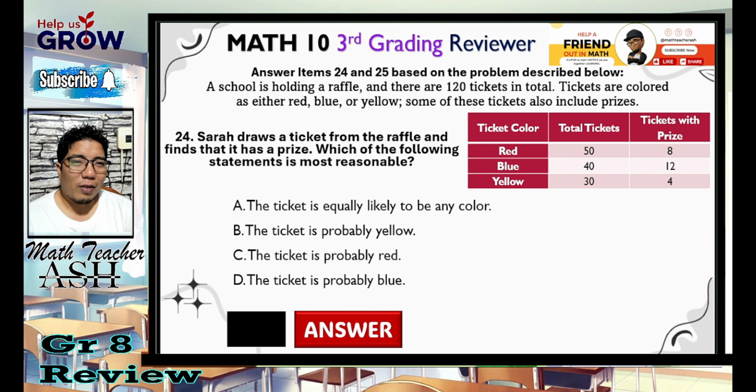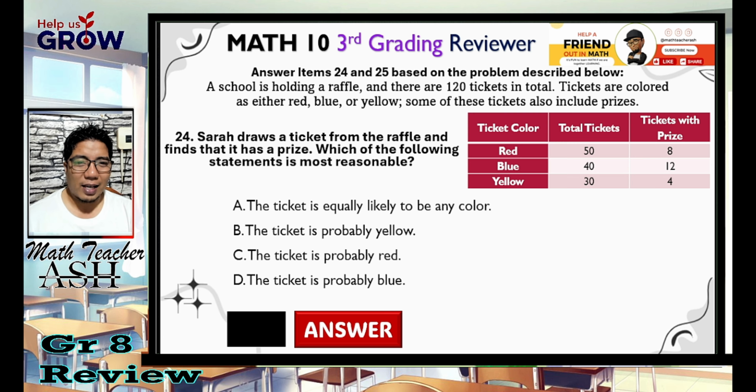Answer items 24 and 25 based on the problem described below. A school is holding a raffle and there are 120 tickets in total. Tickets are colored as either red, blue, or yellow. Some of these tickets also include prizes. Now, question 24. Sarah draws a ticket from the raffle and finds that it has a prize. Which of the following statements is most reasonable?